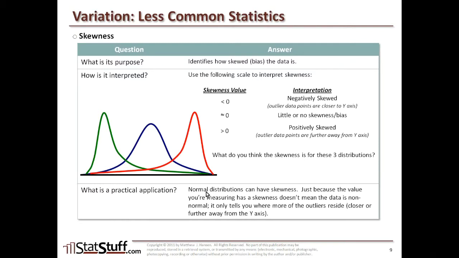From a practical standpoint, we could even have skewness in normal distributions. Just because the value we might be measuring has skewness doesn't mean that it's non-normal, or that it has an overabundance of bias within the data and we can't treat it as normal. It only tells you where more of the outliers reside, whether closer to or further away from the y-axis.